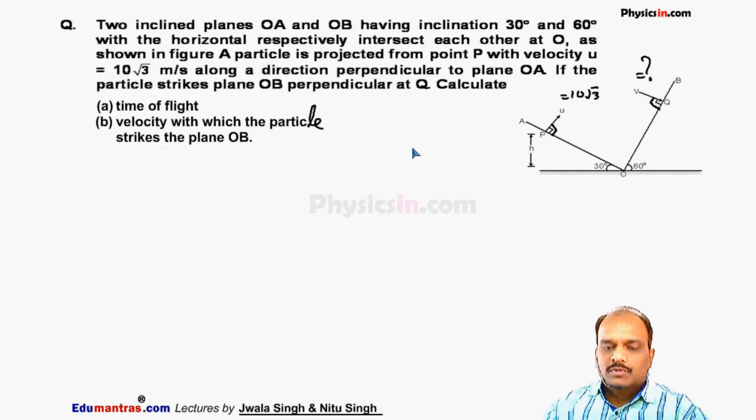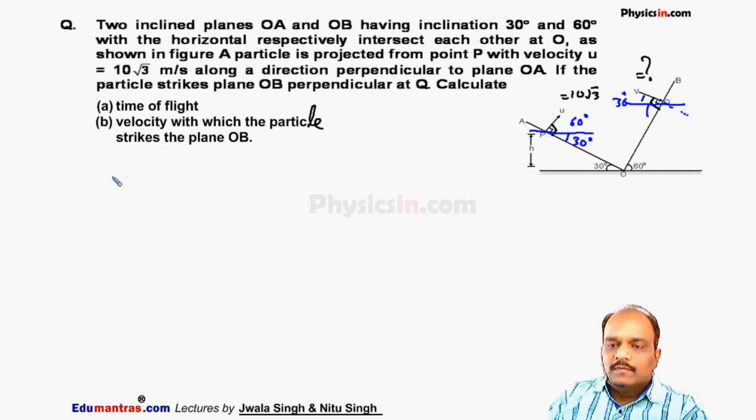Now let's come to this question. This particle is projected with speed u, which is 10 root 3. Now we can say the horizontal speed of this particle. We know this angle is 30 degrees, so this is 30 and this is 60 degrees. This angle is 60 degrees, so this is 60 and this is 30.